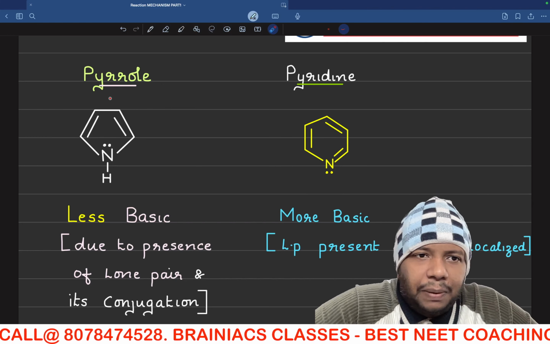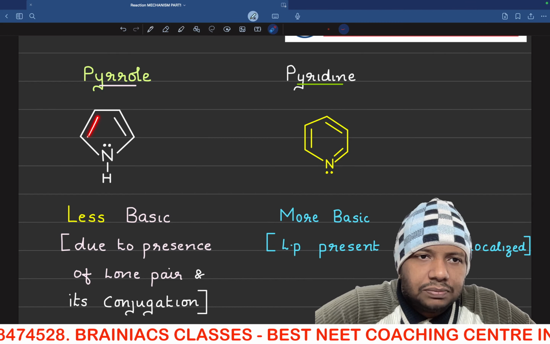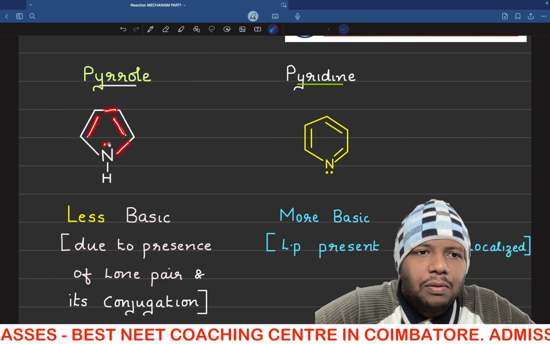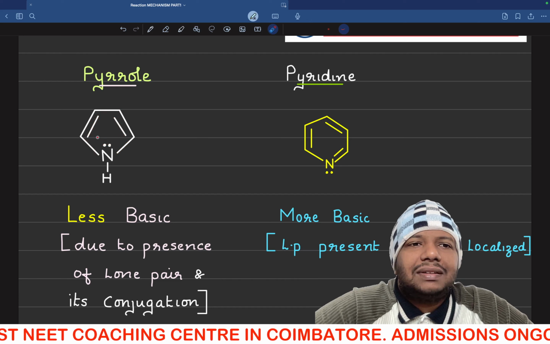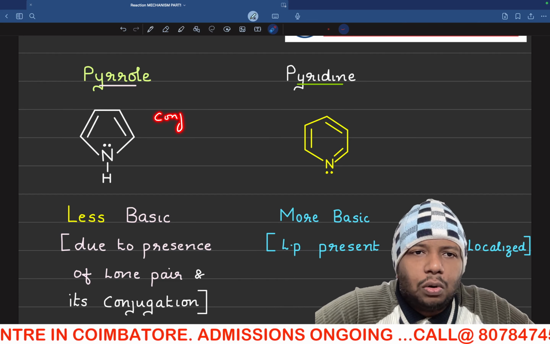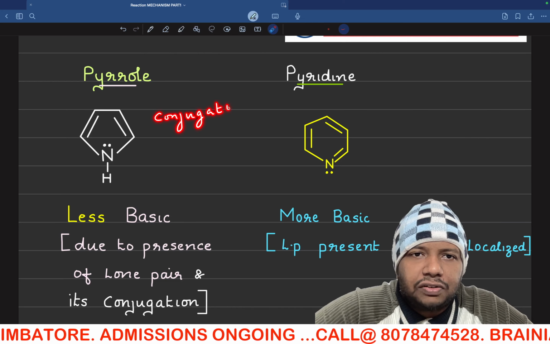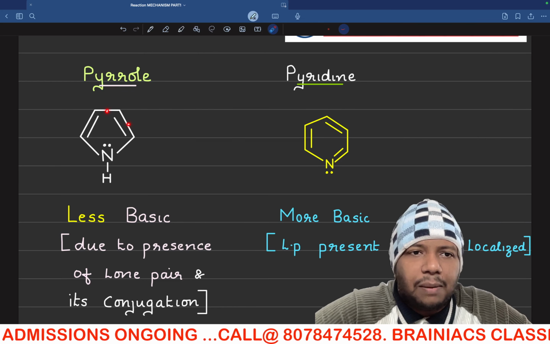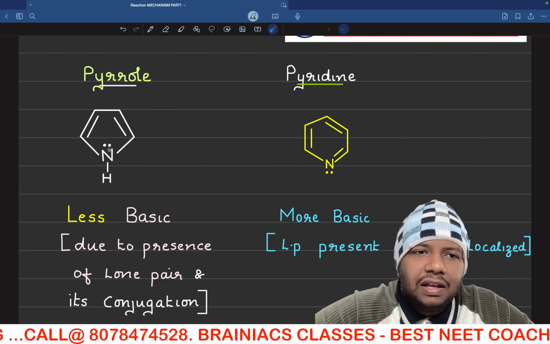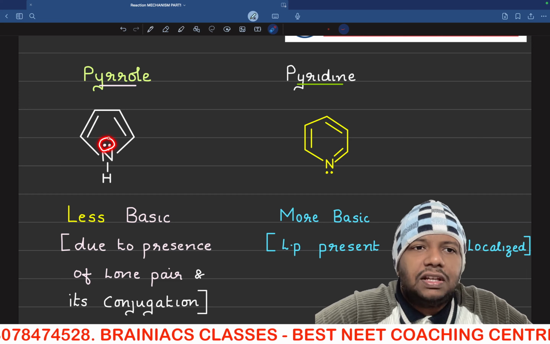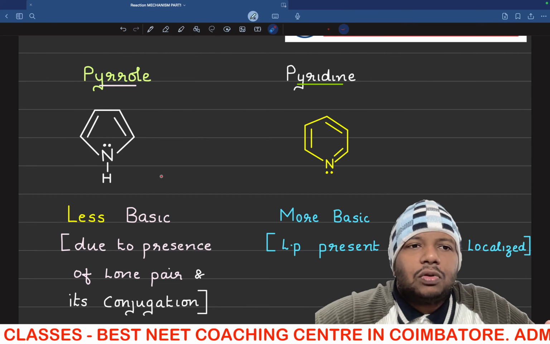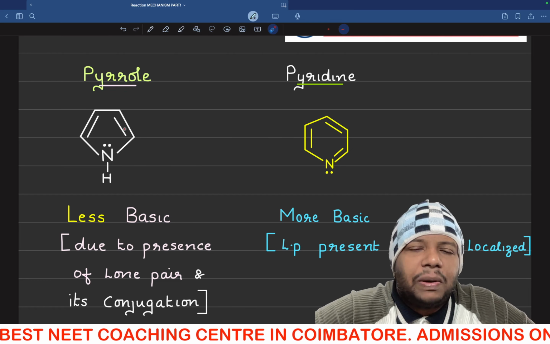We can see in the pyrrole structure, double bond, then single bond, then double bond, then single bond, then you have the lone pair, again single bond. So there is a cyclic resonance here actually. That means conjugation. Conjugation gives rise to resonance. What is conjugation? Alternation of single bond with a double bond or lone pair or negative charge or positive charge. So what happens? This lone pair is not localized here. It keeps on moving from one location to the other. Because of that, I can say this pyrrole is less basic.